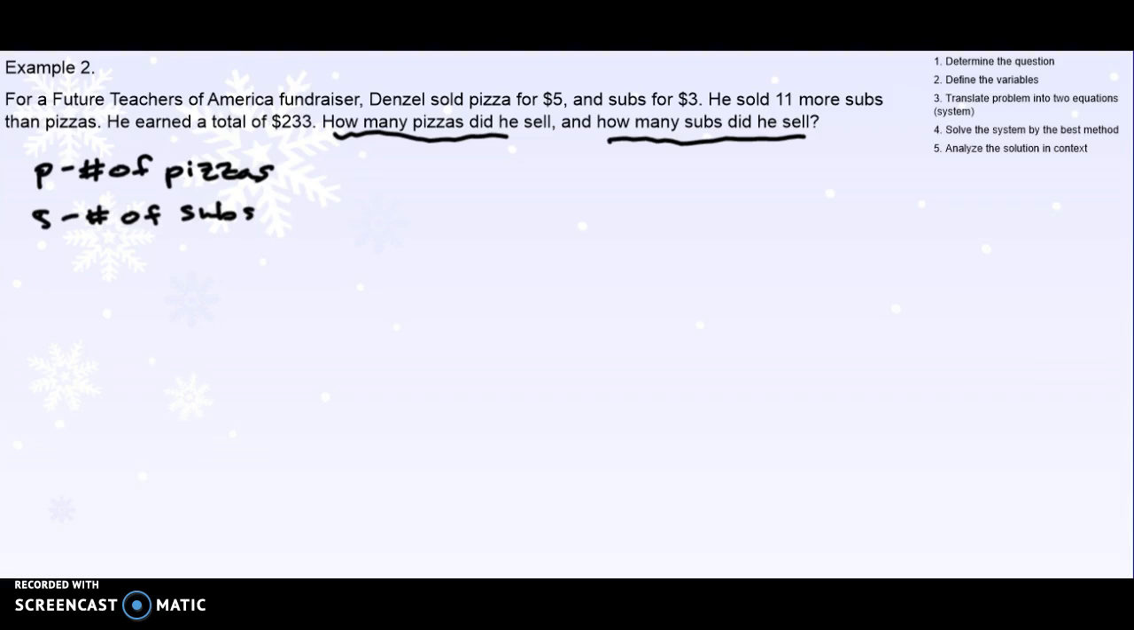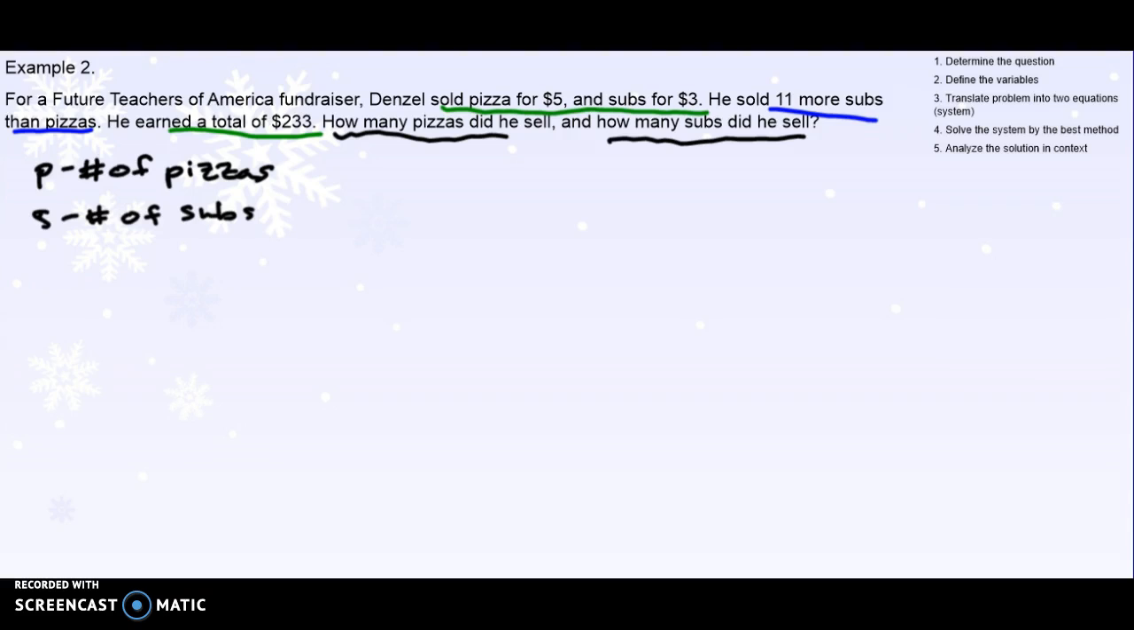If we go back to our original problem and underline important details, we have that he sold pizza for $5 and subs for $3. We also have that he sold 11 more subs than pizzas, and he earned a total of $233. Okay, so this one's a little bit trickier, but I think you guys can definitely do it. Let's use what we underlined to create our 2 equations. The first piece of information is that he sold pizzas for $5 and subs for $3. We also know that he earned $233 total.